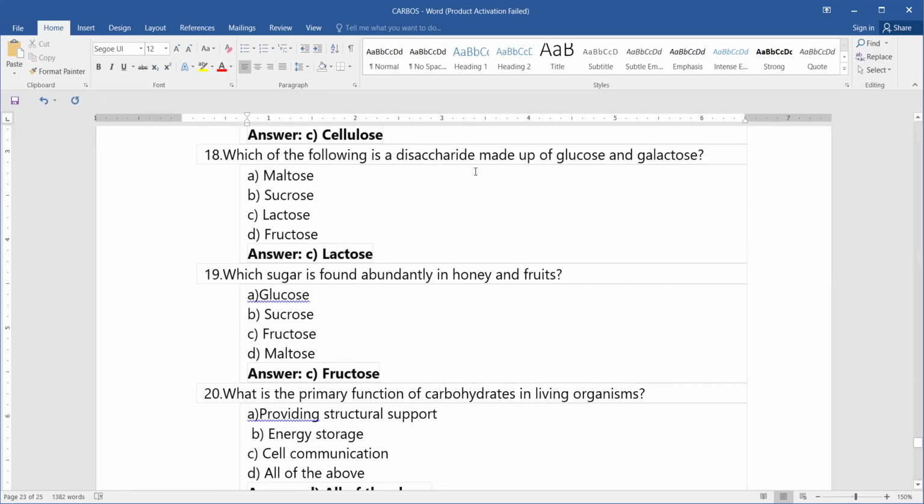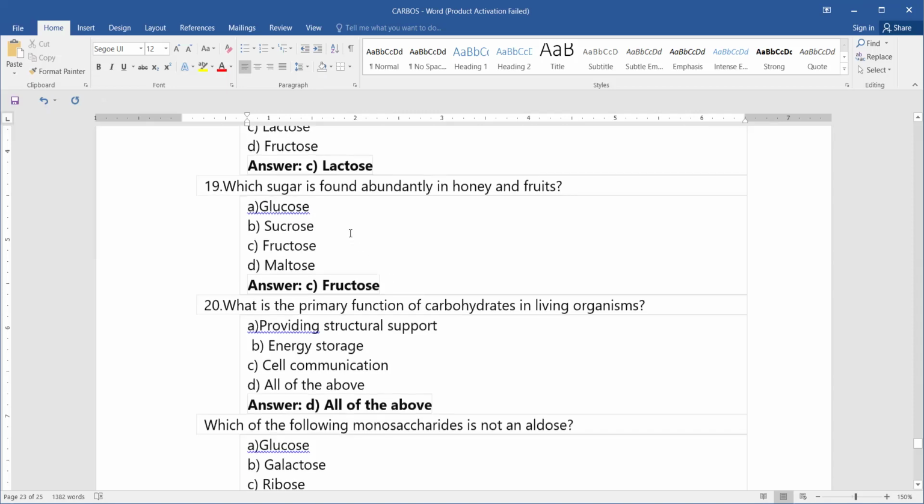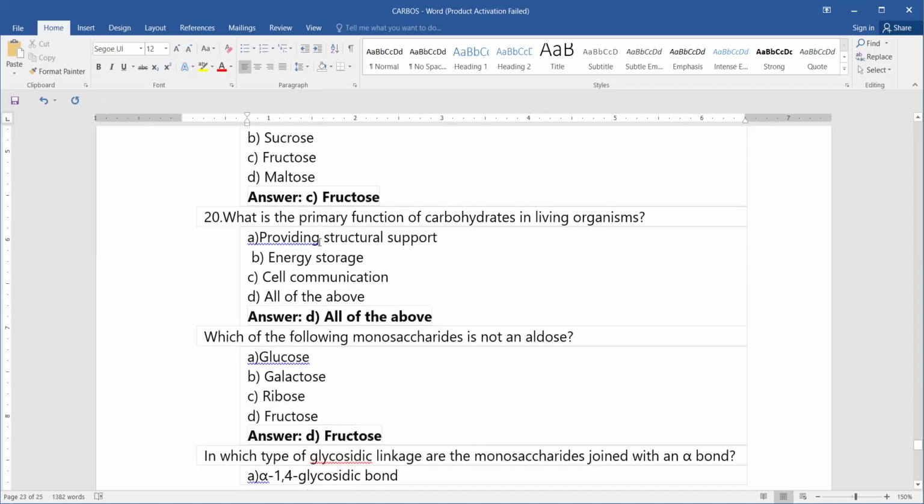Which of the following is a disaccharide made up of glucose and galactose? Lactose. Simple, as simple as that. So which sugar is found abundantly in honey and fruits? Fructose. So what is the primary function of carbohydrates in living organisms?